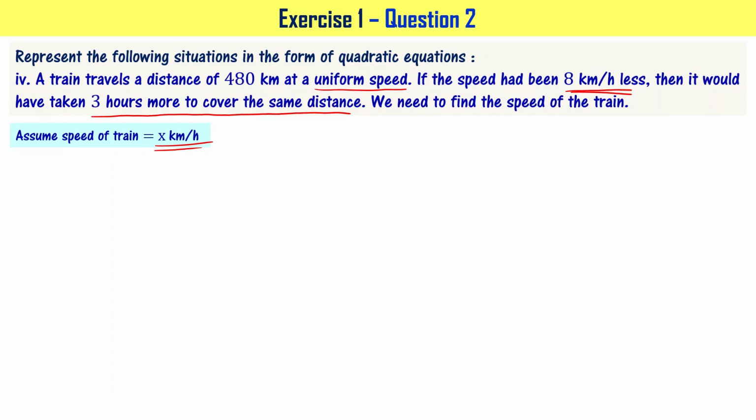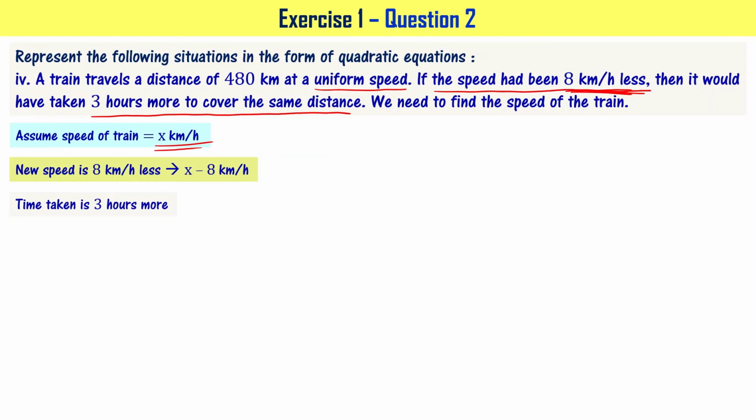And in the second scenario, it is given that if the speed had been 8 kilometers per hour less, it means the new speed is going to be x minus 8 kilometers per hour, right? The original speed is x kilometers per hour, and the new speed is x minus 8 kilometers per hour. In the second case, it is given that the time taken is 3 hours more than what it could have taken in the first case, right?